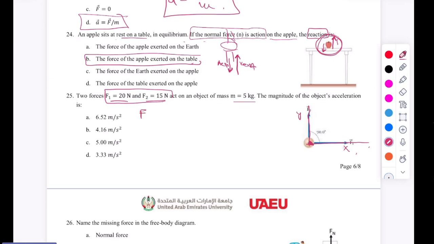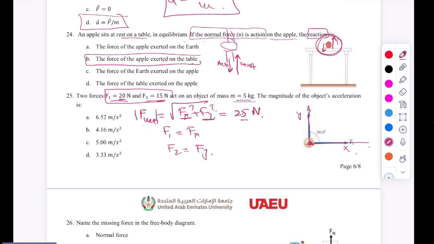Now to get the total force, which is the net force, we calculate the magnitude of this force, which is the square root of Fx squared plus Fy squared. So F1 is your Fx and F2 is your Fy. When we substitute the values of F1 and F2, we get the net force, which is 25 Newton. Just 20 squared and 15 squared gives you 625, and when you take the square root, you get 25.